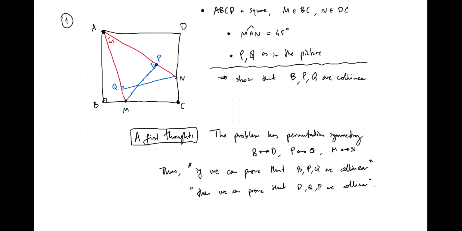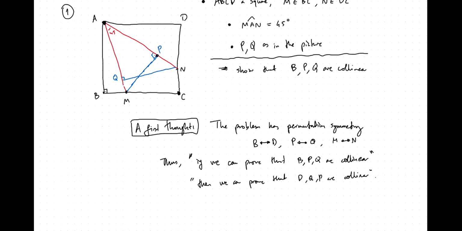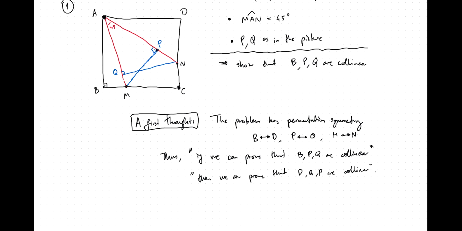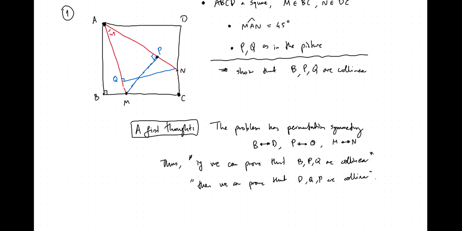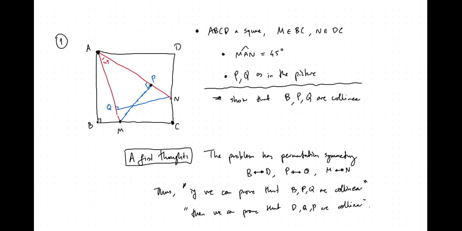Do you agree with this? Yes. Yeah, this is the first thought in the problem. Look, I have not done anything, but this gives me an insight about the problem. So it says, okay, I am supposed to prove that these 4 points are collinear.